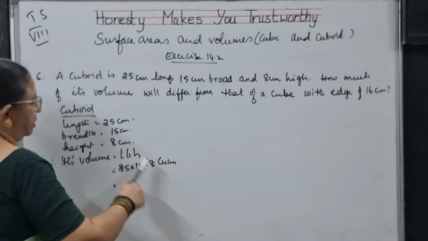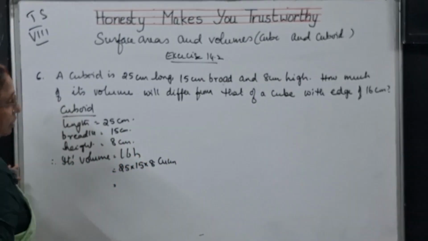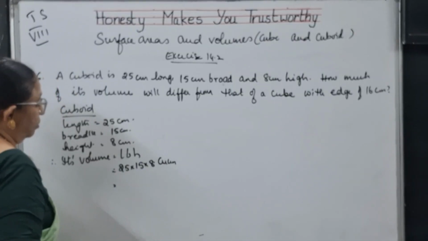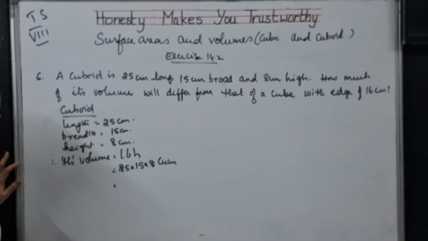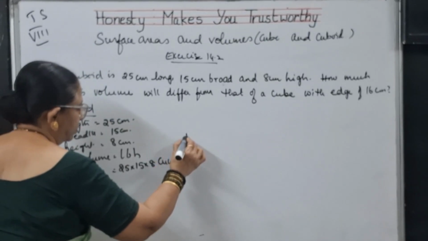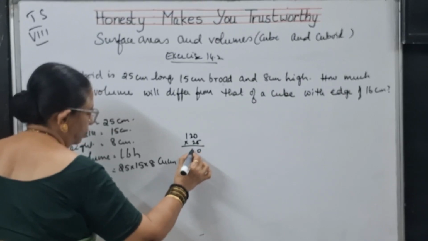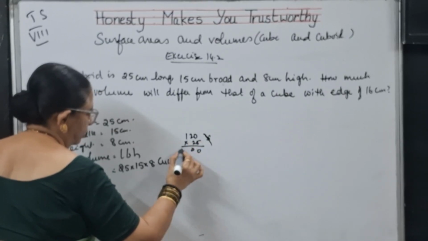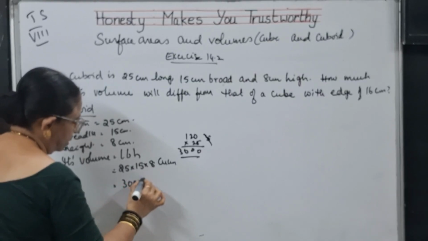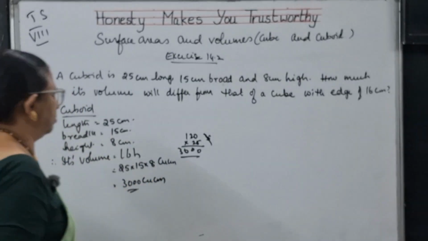So you need to find out its volume. This I am not keeping as it is. I need to multiply because you are going to find out the difference between the volume of the cuboid and the volume of the cube. So 15 8s are 120. So 25 into 120, 120 into 25. 3000. So this is totally 3000 cubic centimeters, the volume of the cuboid.